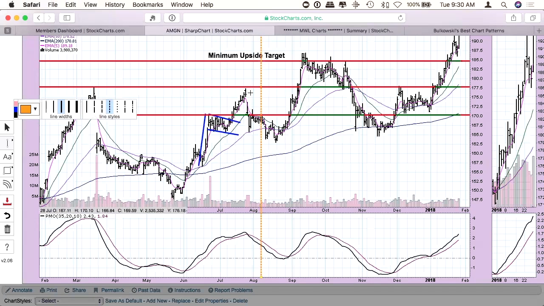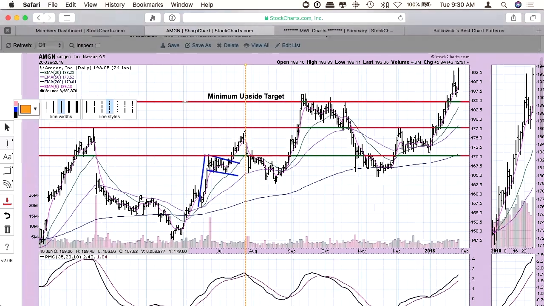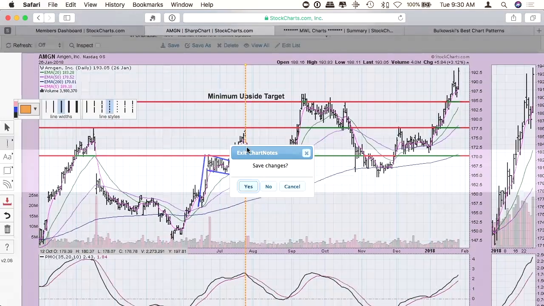Because these patterns don't always come together. So that's why watching the PMO and what it does before that time is a good idea. So you can see there was some deceleration here already on the PMO. So something to consider. So that's how I would set my targets on a bull flag.